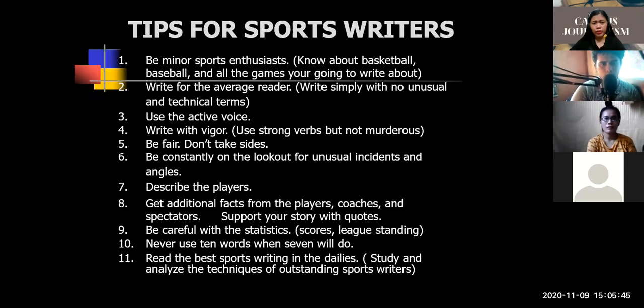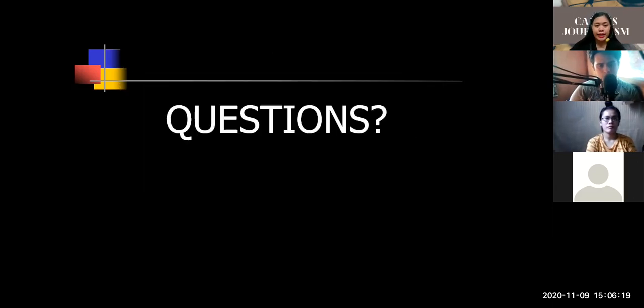Okay, and these are the following tips for sports writers. The most important one is be a minor sports enthusiast. Know about the kind of sports that you are covering. And write for the average reader. Do not make use of sports lingo that only professional sports enthusiasts know about. So use active voice and be fair. Describe the players as much as possible and be careful with statistics. That's why it's very important also to be factual in doing your sports writing.